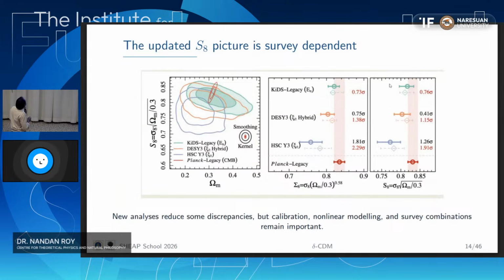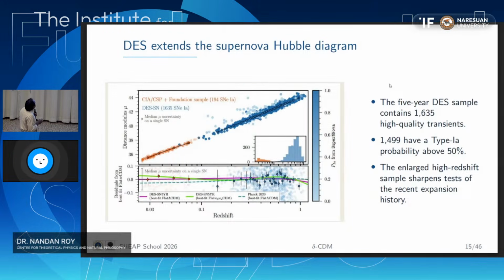And this is an updated S8 from last year, and the picture shows the new observations. They reduce the tension, but it depends on which observation you are considering. So it's not settled whether we still have this or not. We might need further analysis and further observations to find this. But this is also a hint going against lambda CDM.